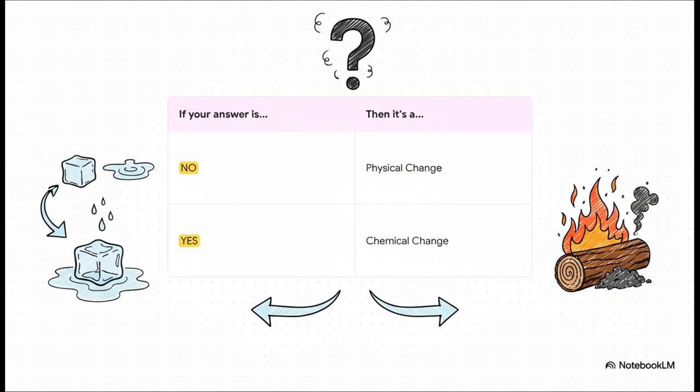And here it is, the ultimate cheat sheet. If no new substance was formed, like when we melted that ice cube, your answer is no. It's a physical change. If a brand new substance was formed, like when we burn that wood, your answer is yes, it's a chemical change. It's that simple, that direct, and that powerful.